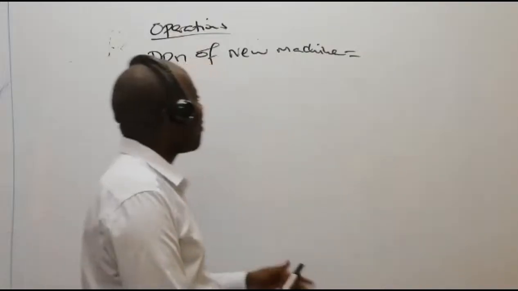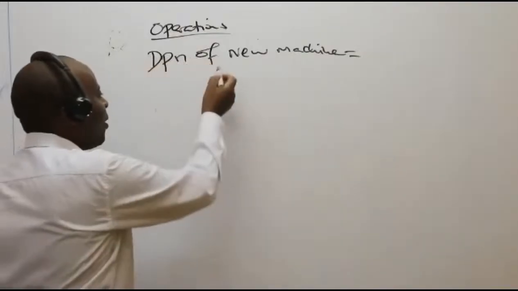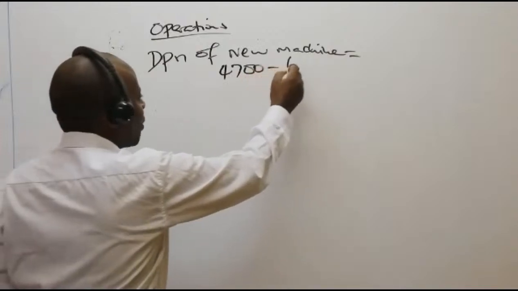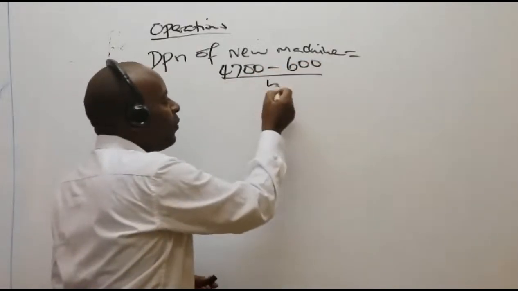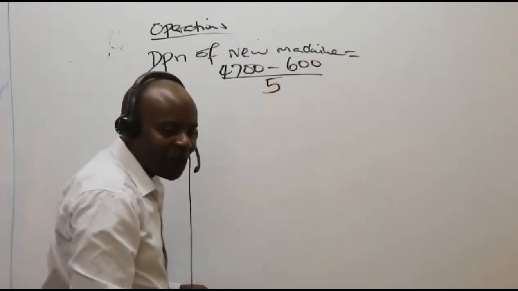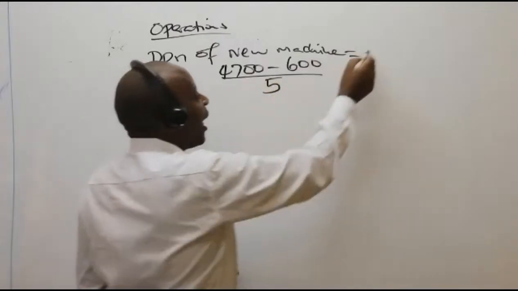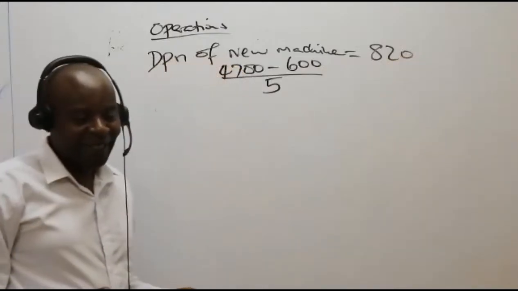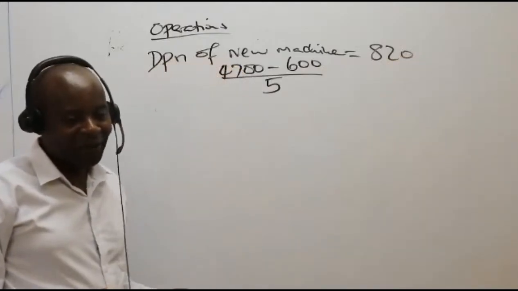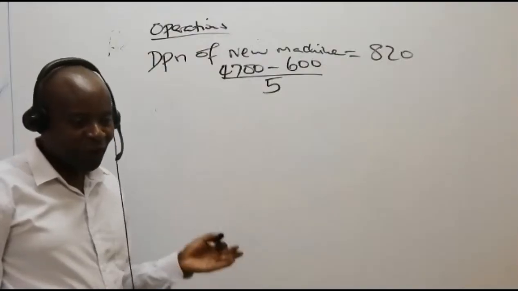So initial cost here is 4,700. They have given us the scrap of 600. Divide by the number of years, which are 5. Somebody tells me they are getting a figure of 820. That is the depreciation of the new machine.